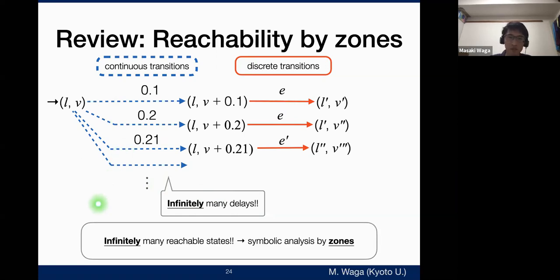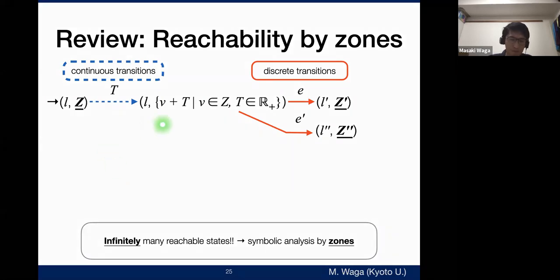This looks difficult, but it is known that we can represent all of these possible delays by using a special form of convex polyhedral zones like this. Because these zones are closed under the time elapse operation, the intersection with the guard, and the reset operation to reset some of the clock values to zero, we can reduce the reachability analysis in the infinite graph to a finite graph. So this is the really common workflow for the reachability analysis of timed automata.